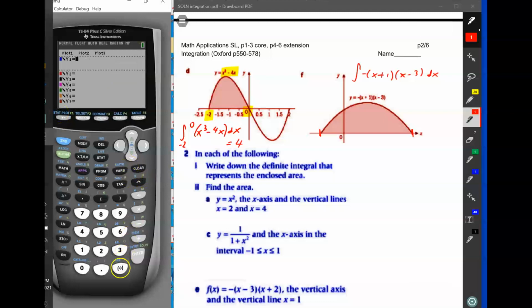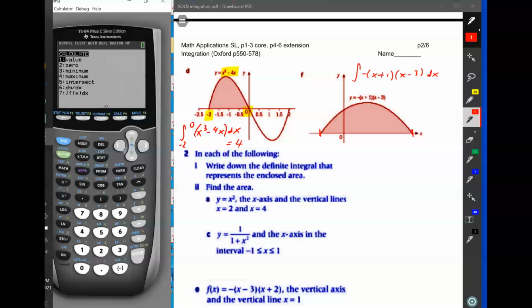So I'm going to graph this: negative parentheses x plus 1, and x minus 3. And I am going to graph it. After I graph it, I'm going to find the left edge and the right edge by looking for the x-intercepts. The command to look for the x-intercepts is second calc 0. Do you remember that? So I'm going to use second calc 0 to find the left edge and the right edge of where it intersects with the x-axis.